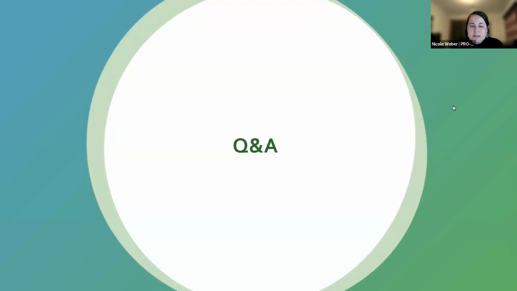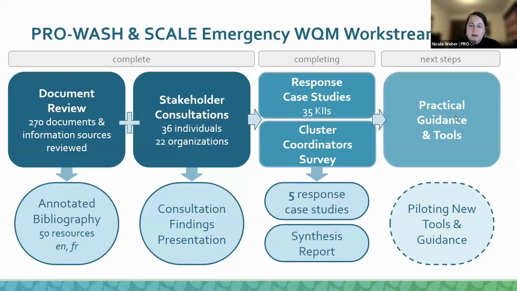So in order to launch the breakout room discussions, we wanted to quickly provide an update on some of the ProWash and Scale emergency drinking water quality monitoring workstream that many of you have been involved with or consulted on. So last year we started with a document review and stakeholder consultations, and this was really to identify some of the gaps, challenges, and opportunities that organizations are being faced with when it comes to water quality monitoring in emergencies.